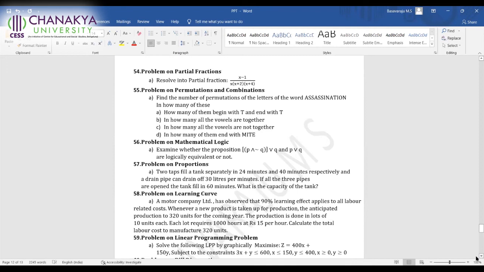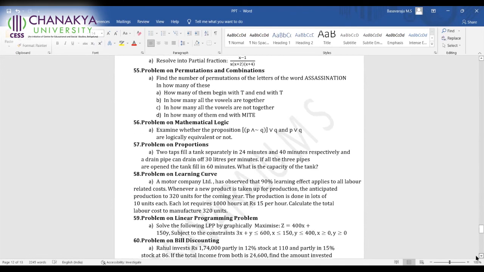Then the learning curve problem. This is like a free hit problem. Compulsorily you should attend this. It is the very easiest way of scoring a 5 marker, the learning curve chapter. You need to remember a table: input, output, cumulative timings and total hours. If you use one format, calculate the 90% or 80% learning effect, whatever the learning effect they have given, you apply that much and calculate the value.